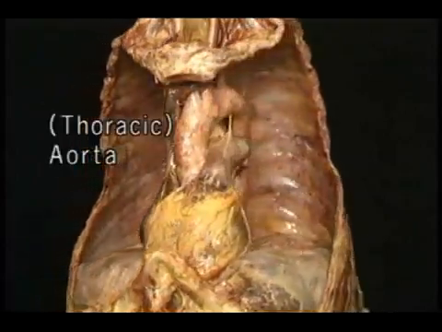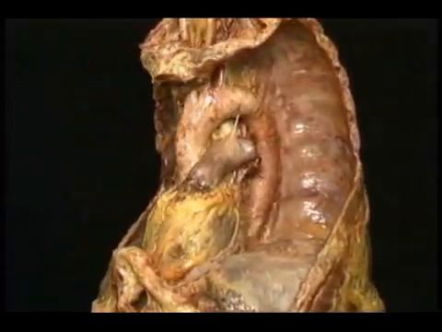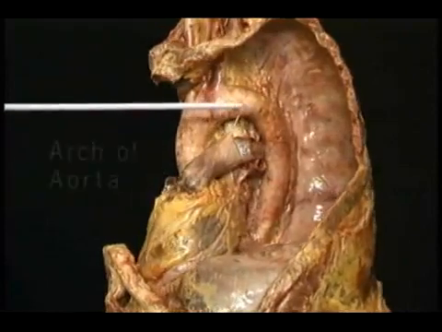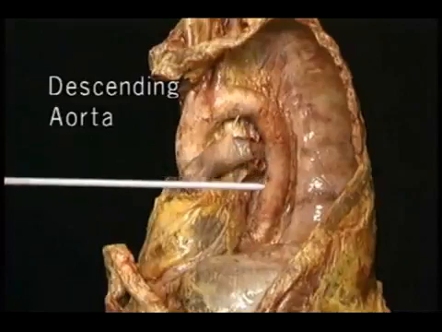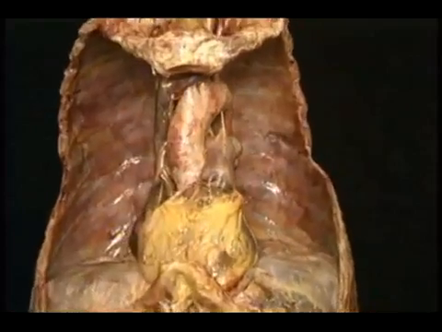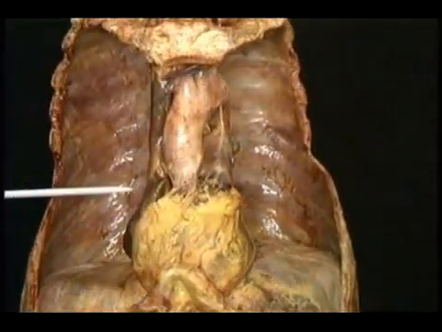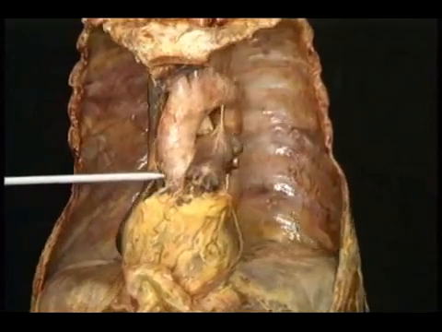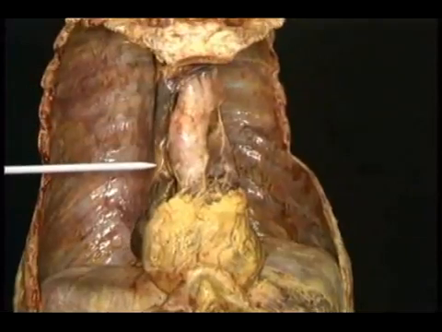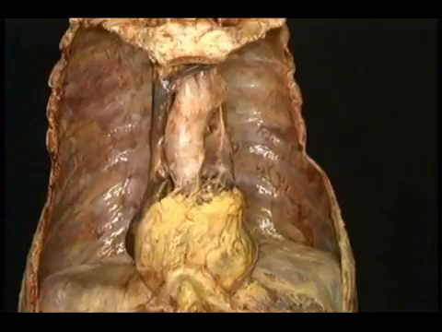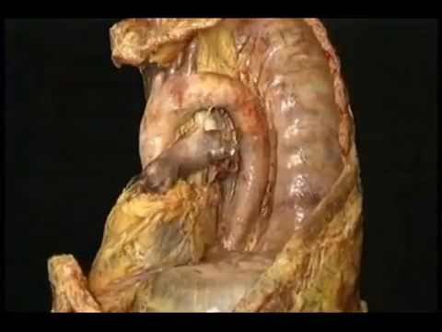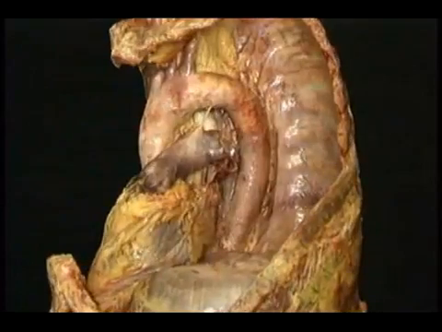The part of the aorta that lies within the thorax is called the thoracic aorta. It's spoken of as having 3 parts: the ascending aorta, the arch, and the descending aorta. The aorta arises here from the left ventricle. To its left is the pulmonary trunk. To its right is the superior vena cava. The ascending aorta runs upwards with a slight curve to the left. It has no branches. The arch of the aorta makes a complete 180-degree turn.